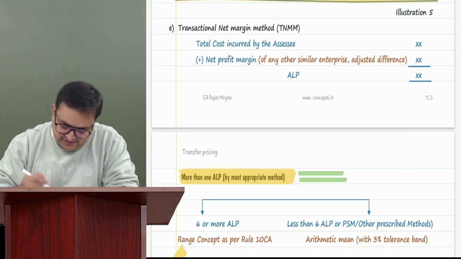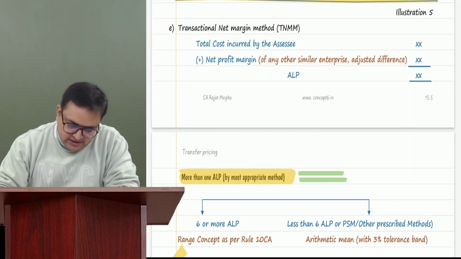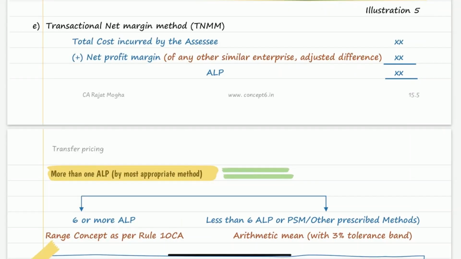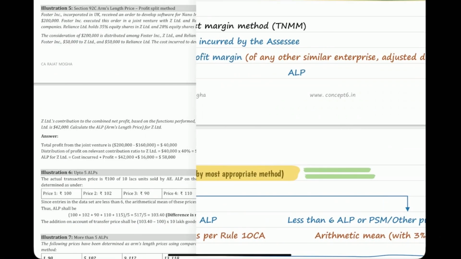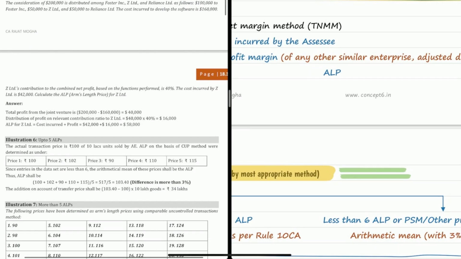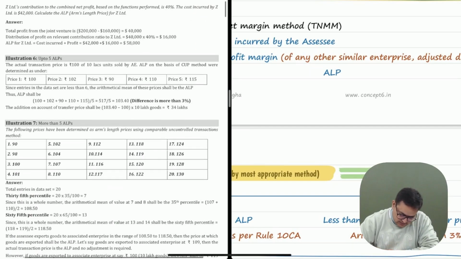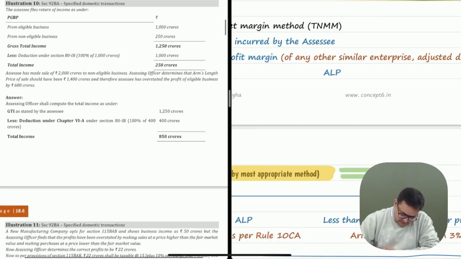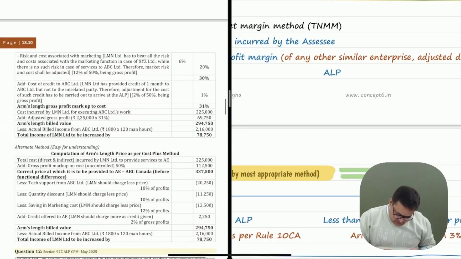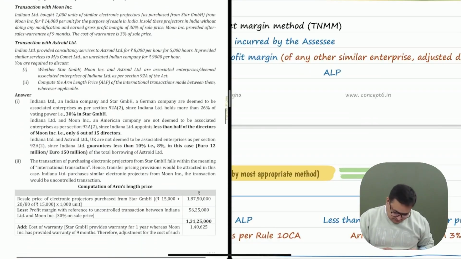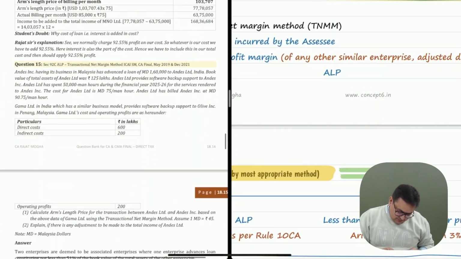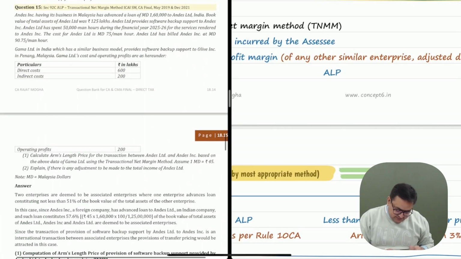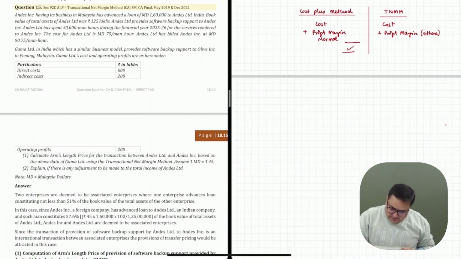Understood? Should I explain it with a question? Okay. Let us do a question also. Give me a moment. There is another question in the question bank. Yes, this one. Okay. Let us do that.